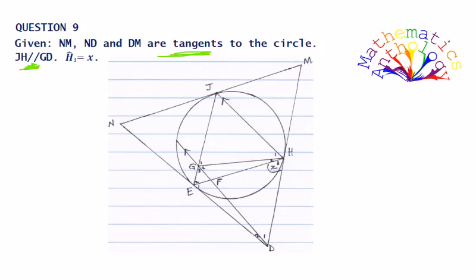The word parallel, JH parallel to GD. As soon as I see parallel, I look for alternate angles, corresponding angles, and co-interior angles. So if I look for any alternate angles there, I can see that H1 will be equal to G2. That's alternate angles. I can see that angle J and angle G3 will be equal because those are corresponding angles. Okay, and we'll continue for now.